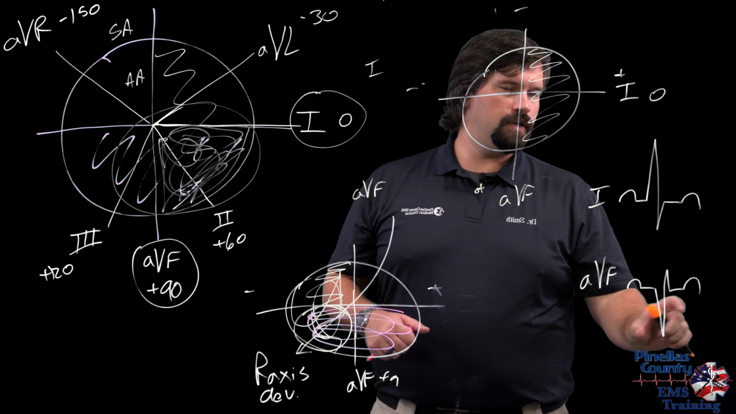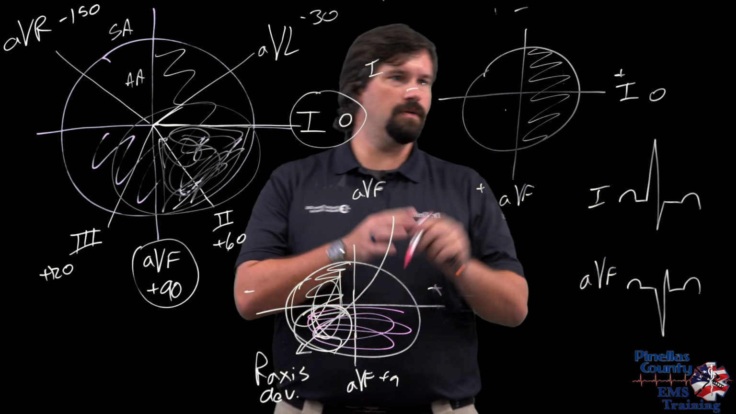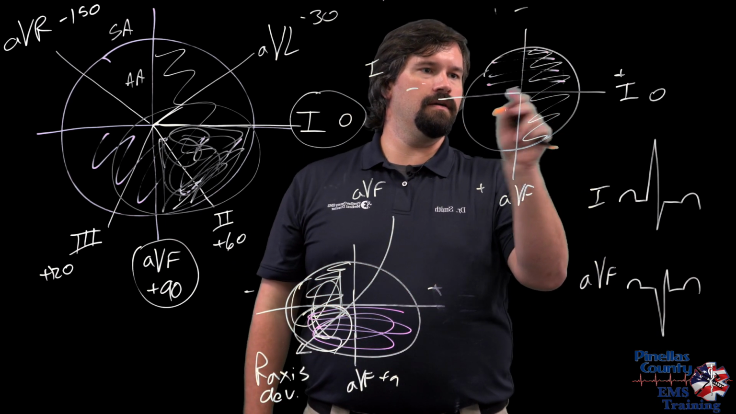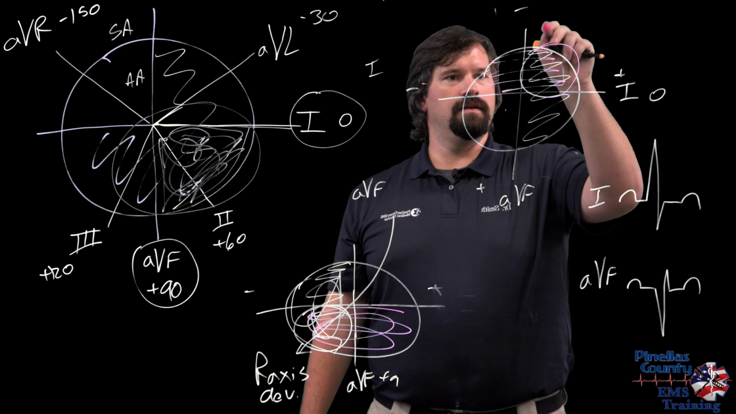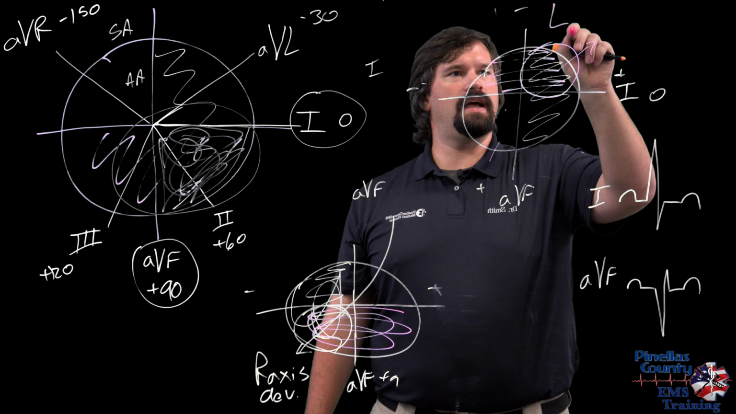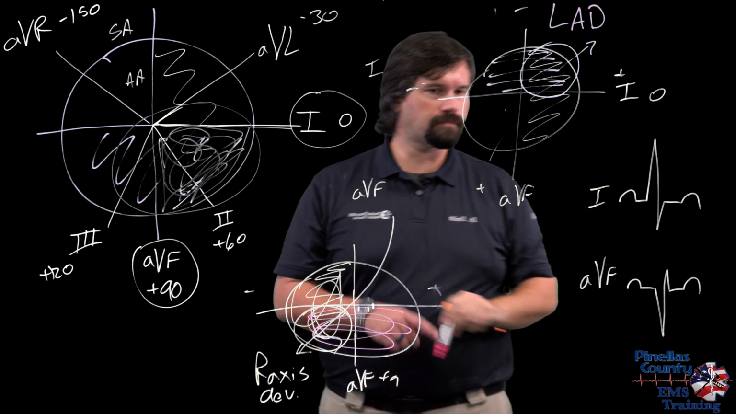If you're looking at AVF, the QRS is mainly negative, so it's going to be up here. Here's the bulk of your electricity, so it's shooting this way. Now we have left axis deviation.